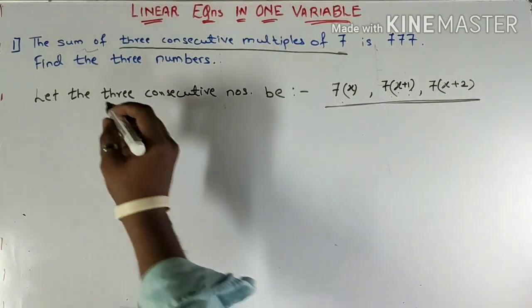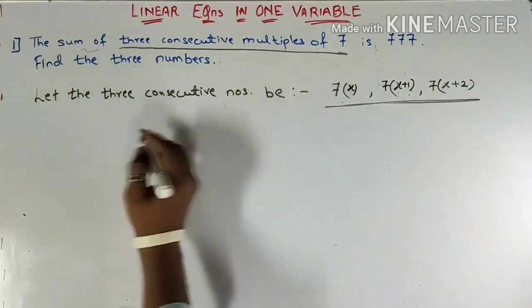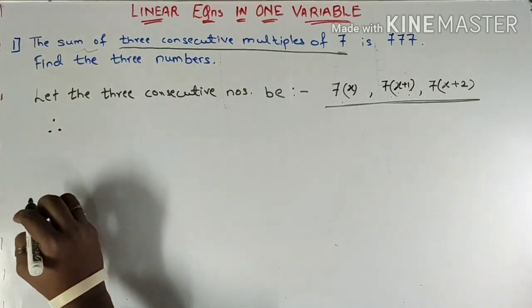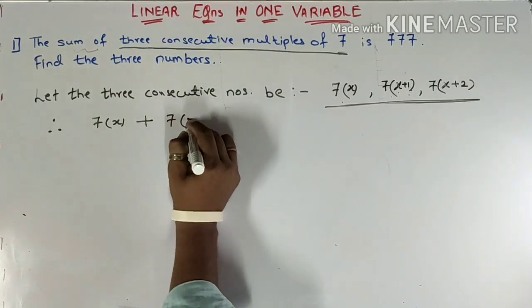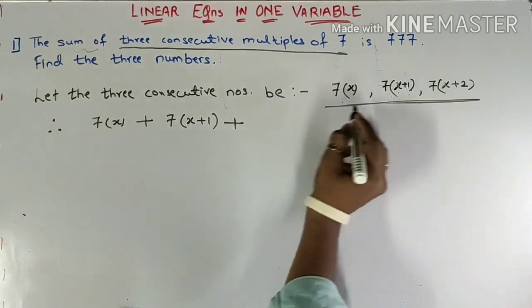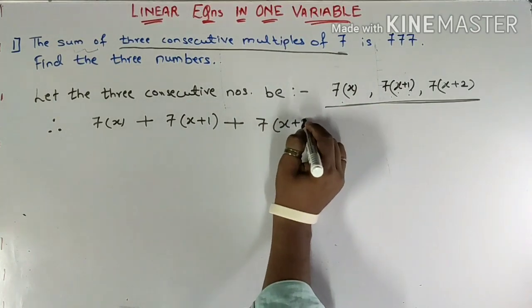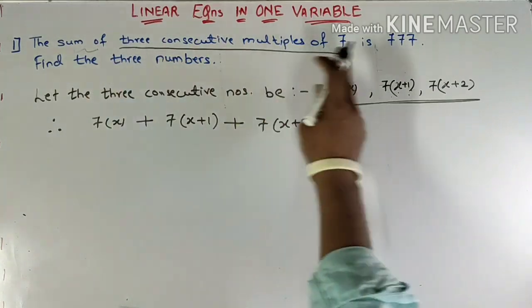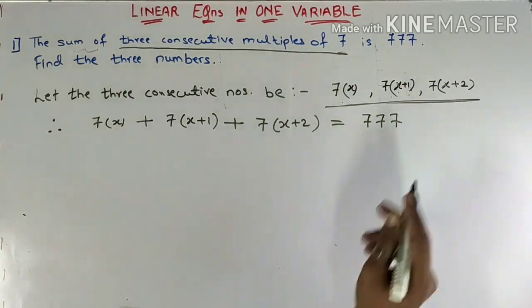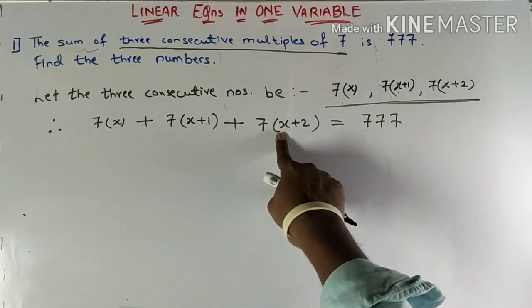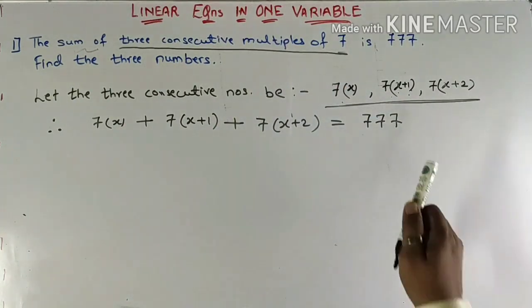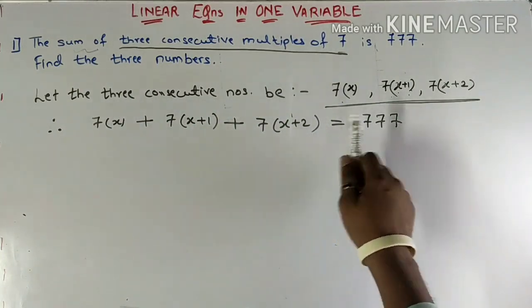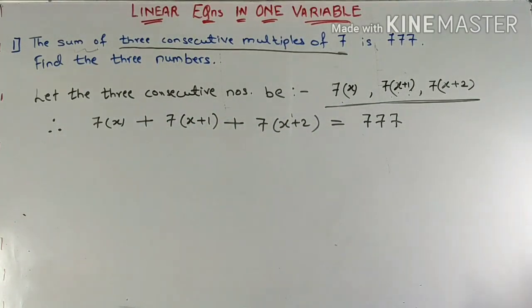So the second condition is the sum of these. Therefore, according to the given condition, the sum of these, 7x plus 7 into x plus 1 plus 7 into x plus 2, is 777. So we have one variable, the same variable throughout, and degree 1. Hence we have a linear equation in one variable, with both sides LHS and RHS, and we have to solve it to find the unknown x.